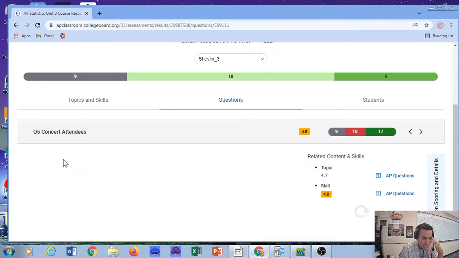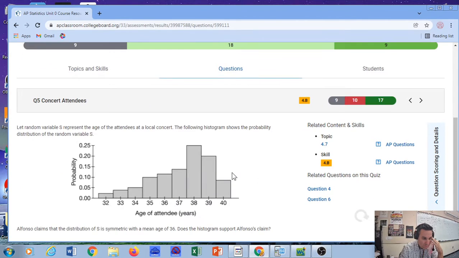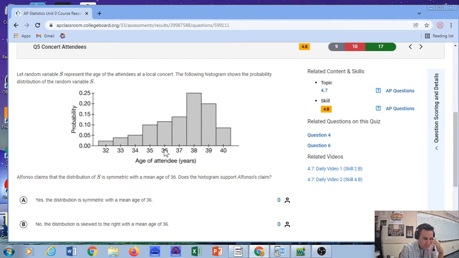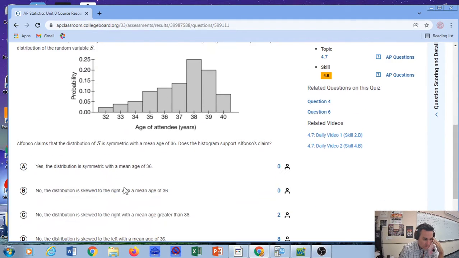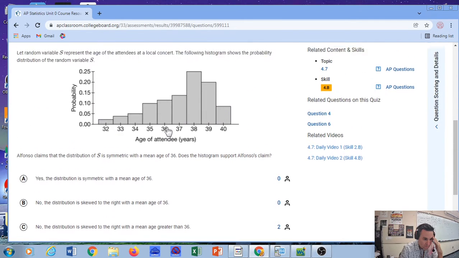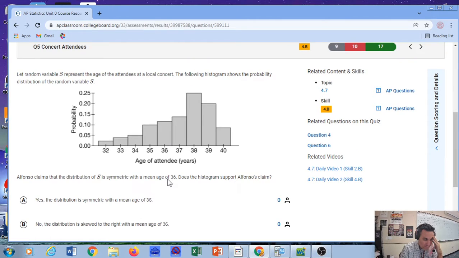I'll do this one because it was a 10-1 too. This one says let the random variable S, random attendance at a concert. Here's the probability of that age of attendee at the concert. Alfonso claims that the distribution is symmetric. That's not true. That is not symmetric. Everyone knows that the tail is on the left, so that is left skewed. So we know we're picking one of these two. And then he said the mean was 36.